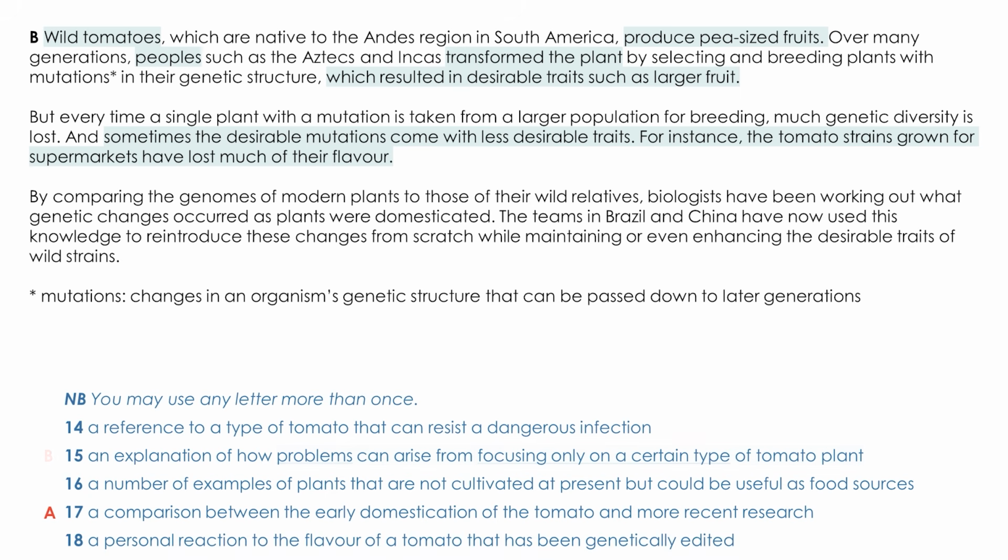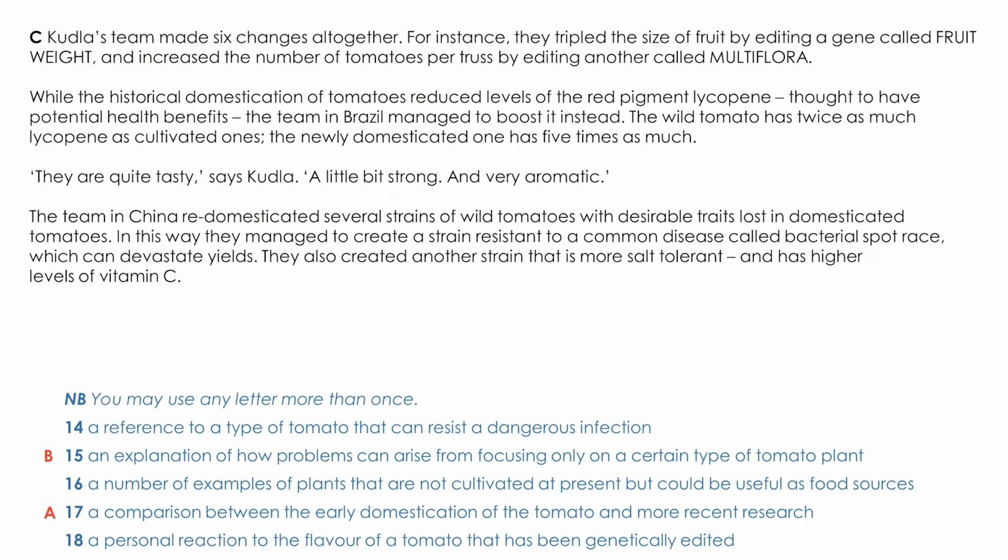The answer is 15b, an explanation of how problems can arise when focusing only on a certain type of tomato plant. Basically, they try to grow large tomatoes, and the problem is now they are tasteless. Before we look into the matching features questions, I want you to try one more section because there is something unusual here. Please pause the video now.